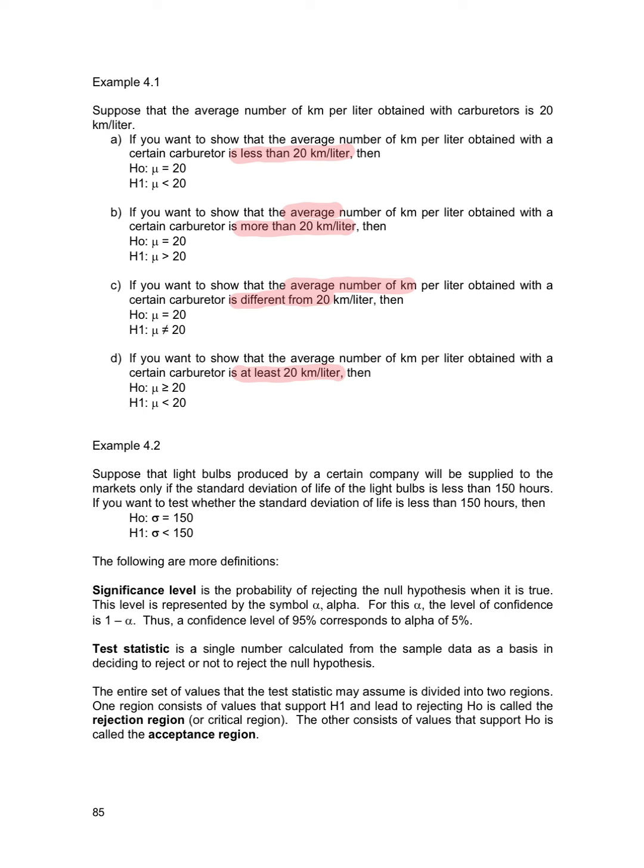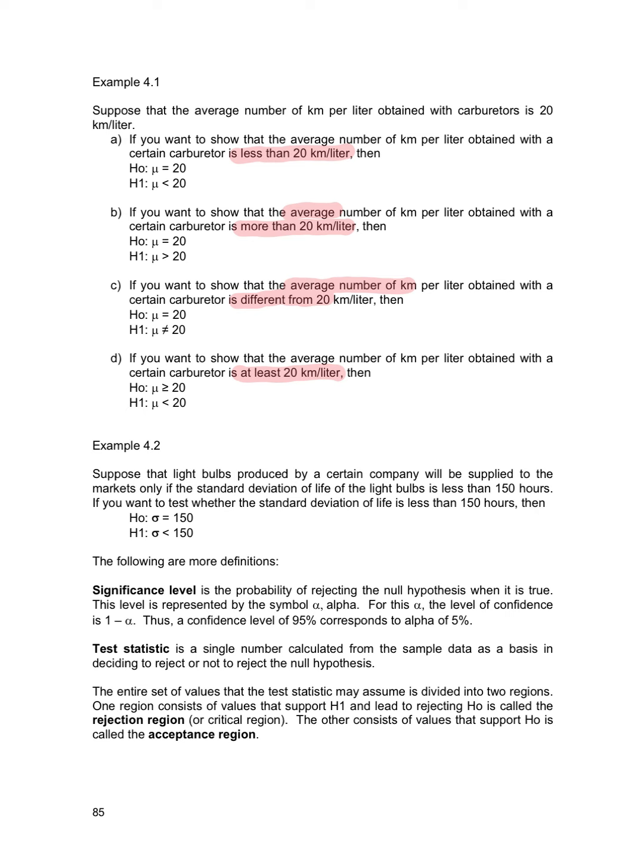Okay, next example. Suppose that light bulbs produced by a certain company will be supplied to the markets only if the standard deviation of life of the light bulbs is less than 150 hours. If you want to test whether the standard deviation of life is less than 150 hours, then our H0 is sigma equals to 150. Our alternative hypothesis, sigma less than 150.